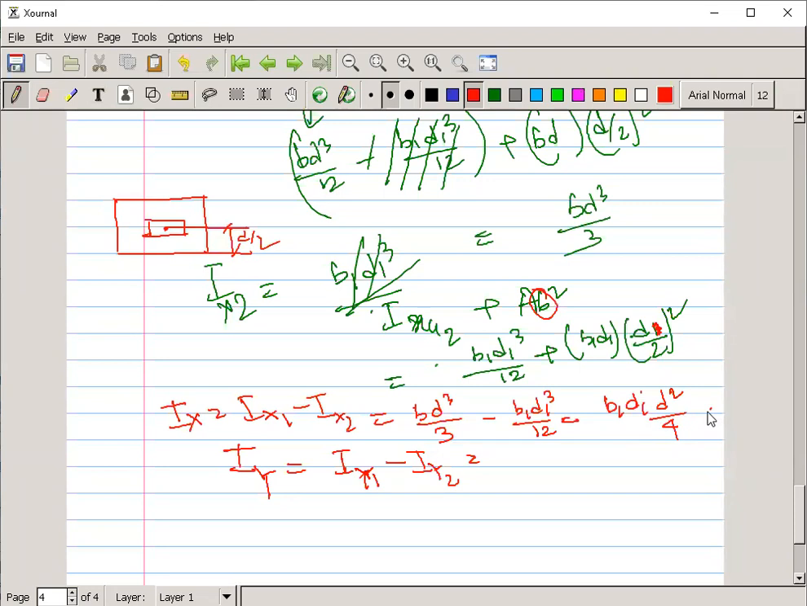Okay. And similarly for finding out y also, you have to do db cube by 3 minus d1 b1 cube by 12 minus d1 b1 b square by 4.